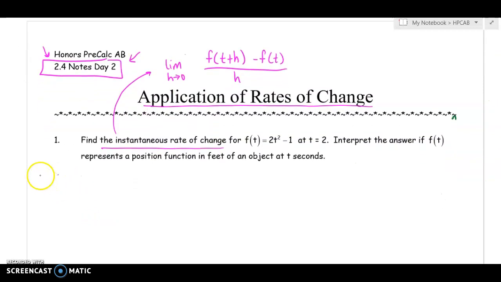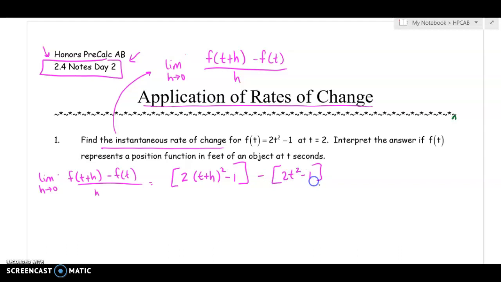We're going to be doing the limit as h approaches 0 of f of t plus h minus f of t all over h. So we're going to replace the t in this function with a t plus h. So we will have 2, instead of t squared, it'll be t plus h squared, minus 1. And then we've got minus f of t. f of t is 2t squared minus 1. And again, it's all over h. And I forgot to write limit as h approaches 0 in the front.